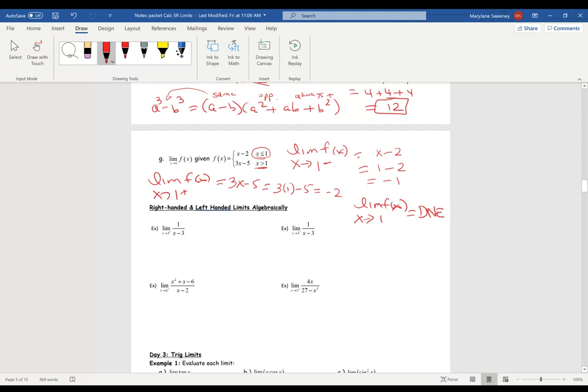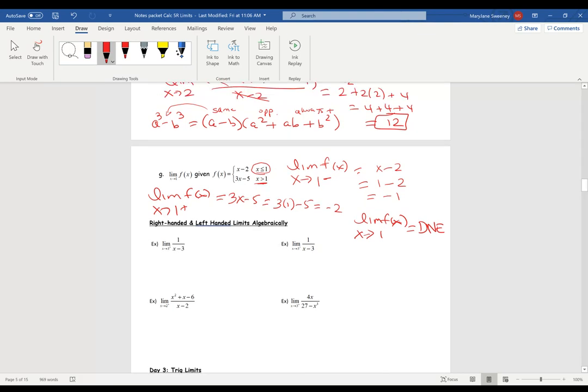All right, last thing is right and left-handed limits algebraically. So what I would need to look at, 1 over x minus 3, I should realize that that has a vertical asymptote at x equals 3, right? So what I have to determine is, we know to the left and the right of a vertical asymptote, that's where a graph either shoots down to negative infinity or up to positive infinity. So what I want to do is make a number line.